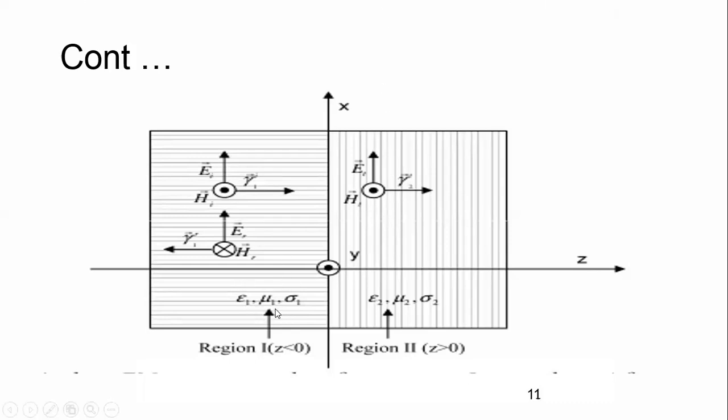In all cases, epsilon 1, mu 1 and conductivity 1 indicate region 1. Here epsilon 2, mu 2 and conductivity 2 are all region 2. See here the indication: in region 2, what will be the direction of the propagation constant, and what will be the direction of the E and the H.